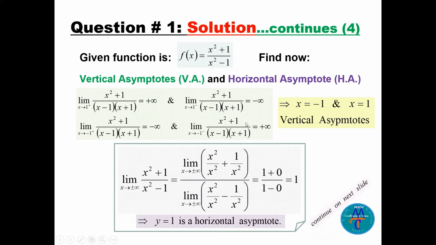Let's find the vertical and horizontal asymptotes. We have seen similar examples. We factor the denominator, x minus 1, x plus 1. If we take the limit of the function as x goes to 1 from the right and left, or x goes to -1 from right and left, you will find the answer will be infinity. So we can conclude we have two vertical asymptotes, and the horizontal one is also simple. Divide by x squared up and down, you will get 1. This is the limit. Y equals 1 is the horizontal asymptote.